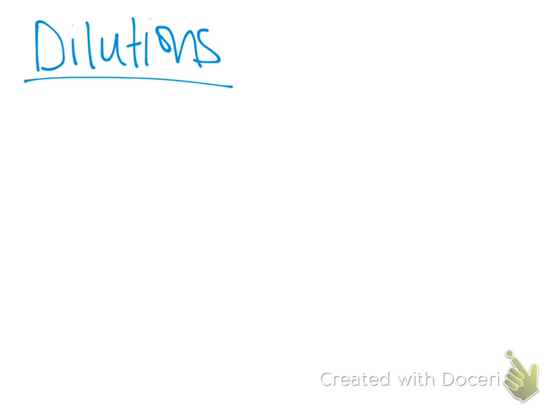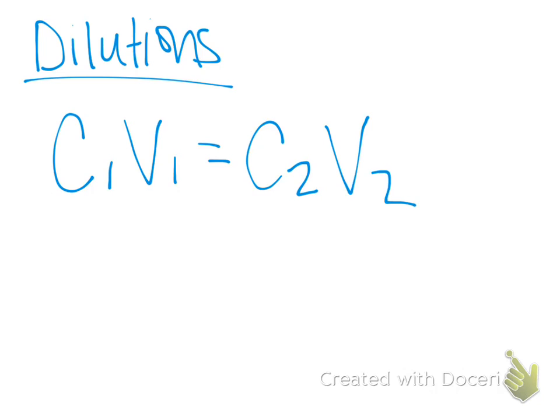a diluted solution. Okay, and we're going to watch a little video that shows you how to do that. But this is the equation that goes with the dilution: C1 times V1 equals C2 times V2.